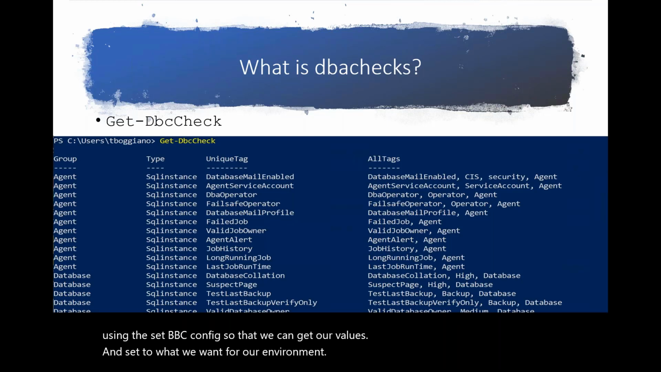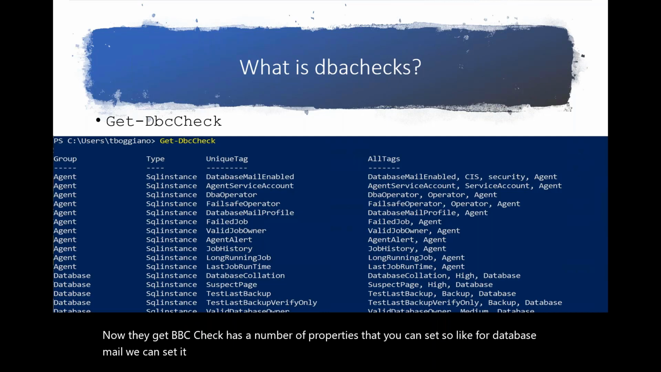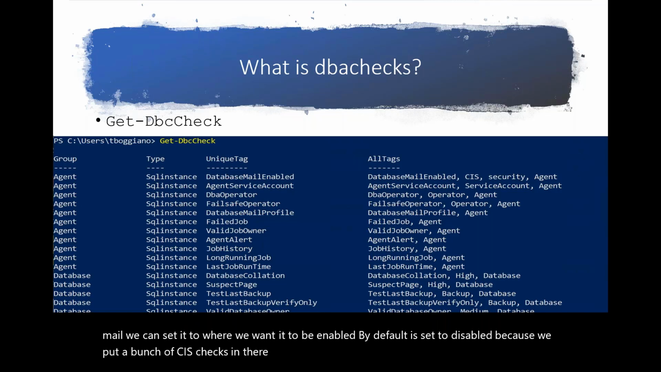Now, the Get-DbcCheck command has a number of properties that you can set. Like for database mail, we can set it to where we want it to be enabled. By default, it's set to disabled because we put a bunch of CIS checks in there for security compliance. We've got the whole suite of CIS checks in there for databases.